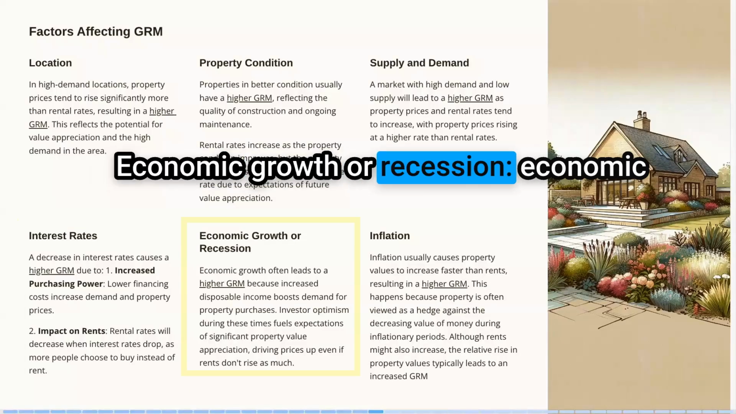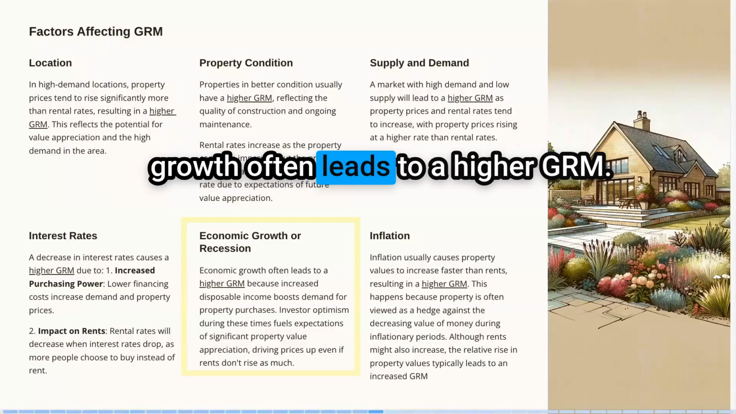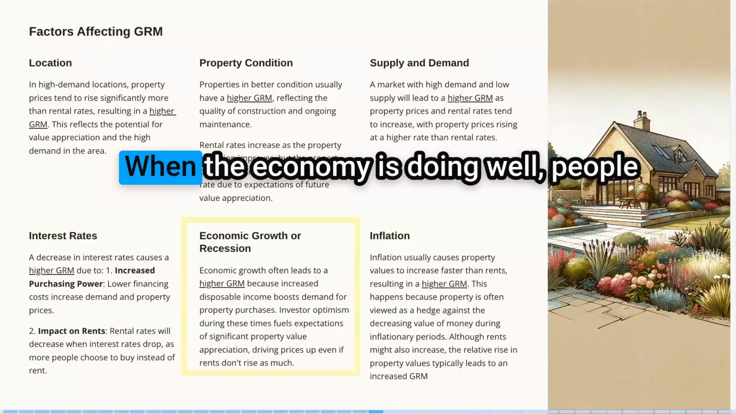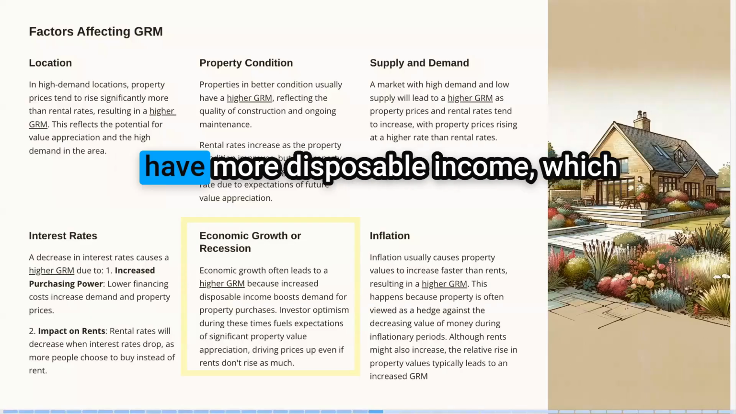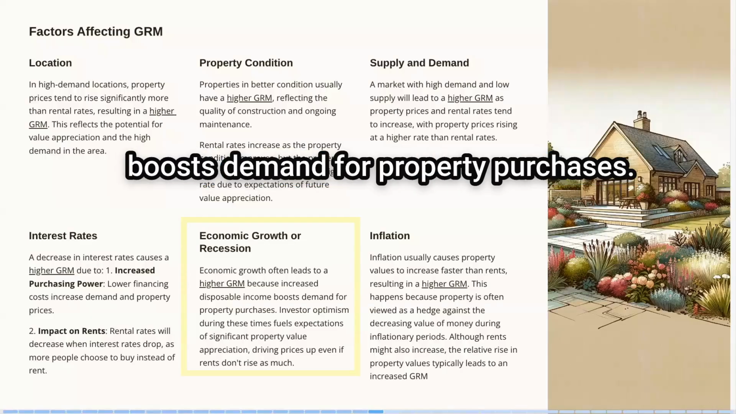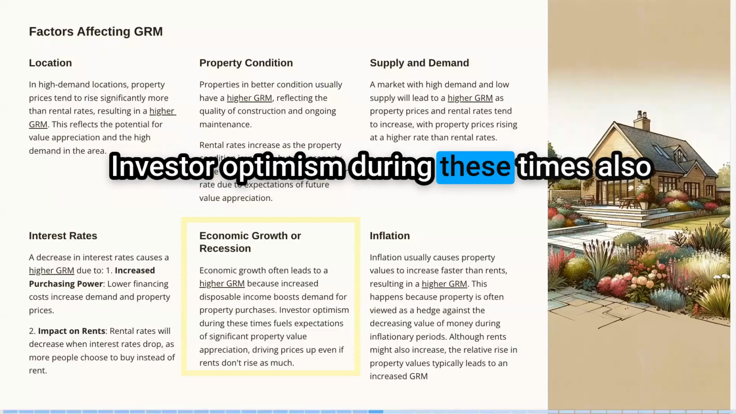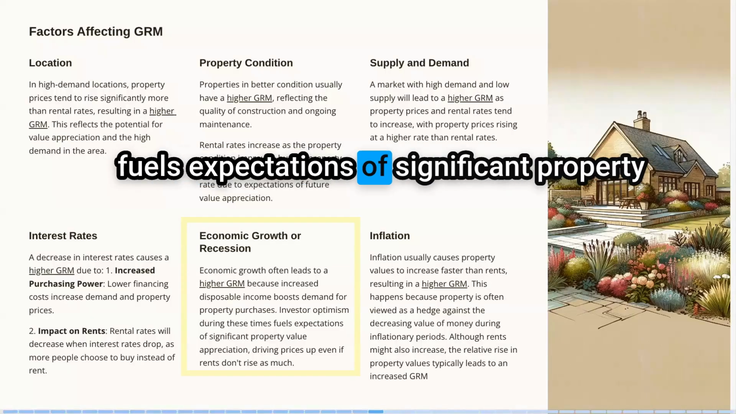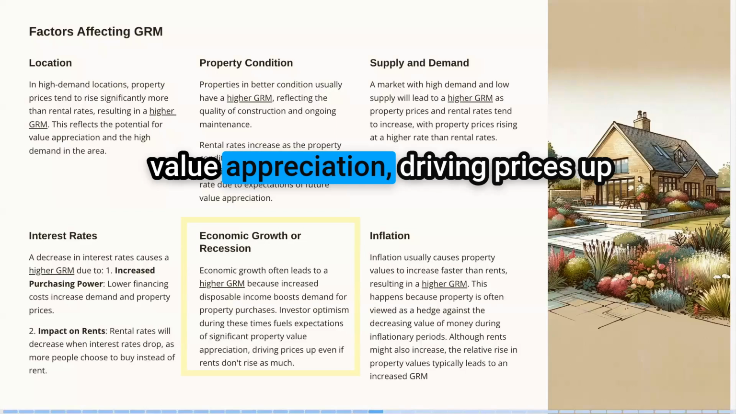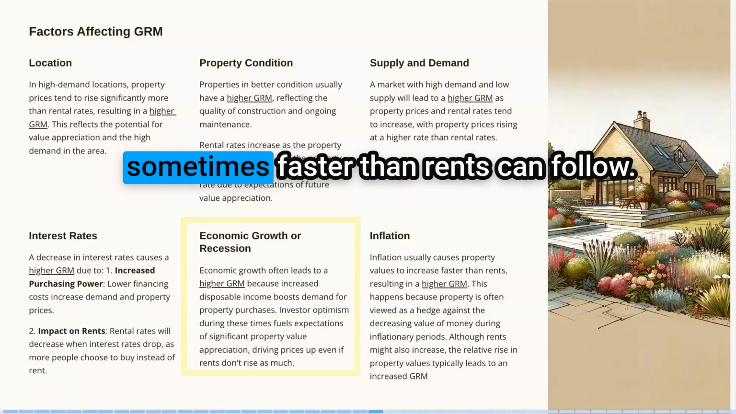Economic growth or recession. Economic growth often leads to a higher GRM. When the economy is doing well, people have more disposable income, which boosts demand for property purchases. Investor optimism during these times also fuels expectations of significant property value appreciation, driving prices up, sometimes faster than rents can follow.